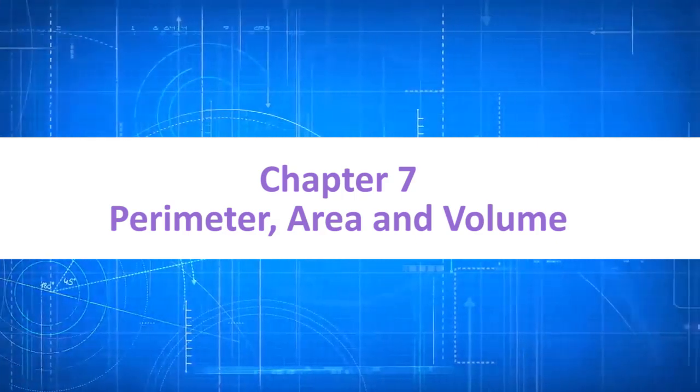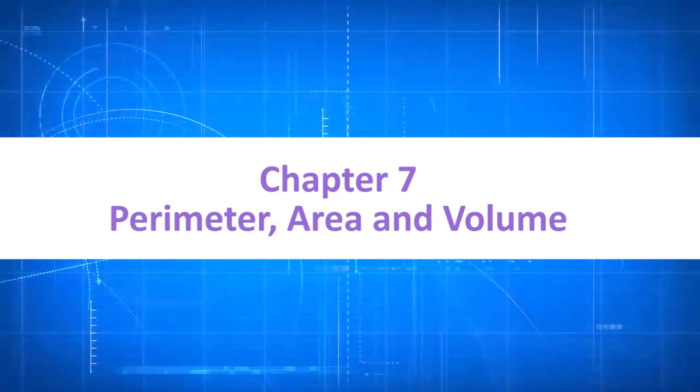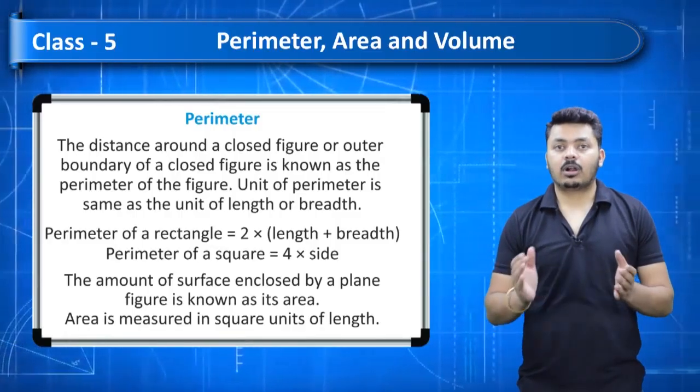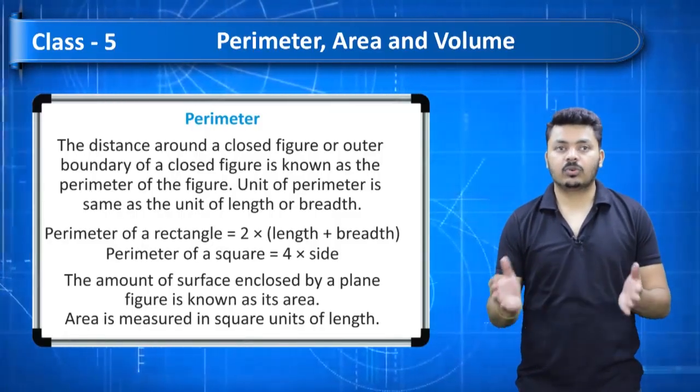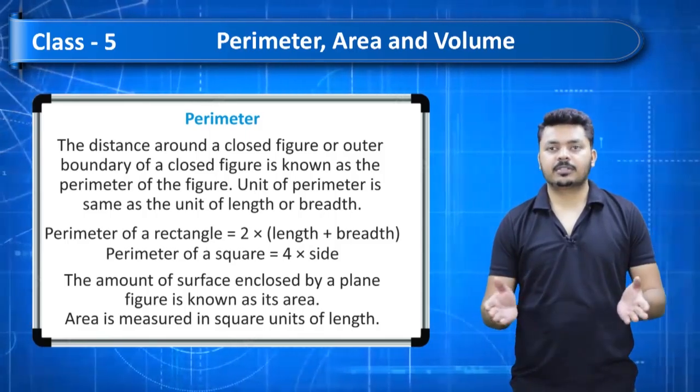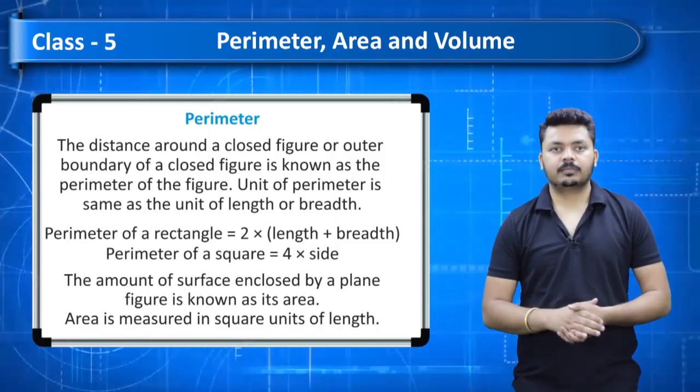Chapter 7. Perimeter, area and volume. Perimeter. The distance around a closed figure, or the outer boundary of a closed figure, is known as the perimeter of the figure. The unit of perimeter is the same as the unit of length or breadth.